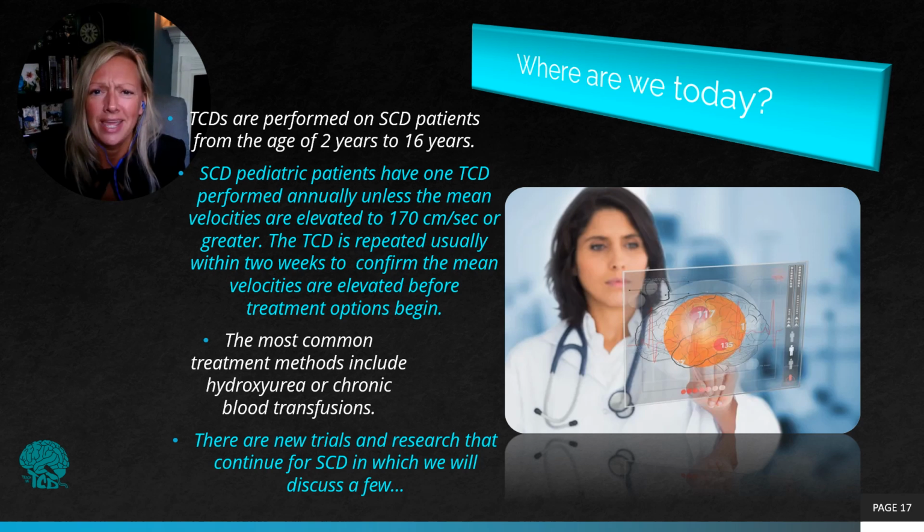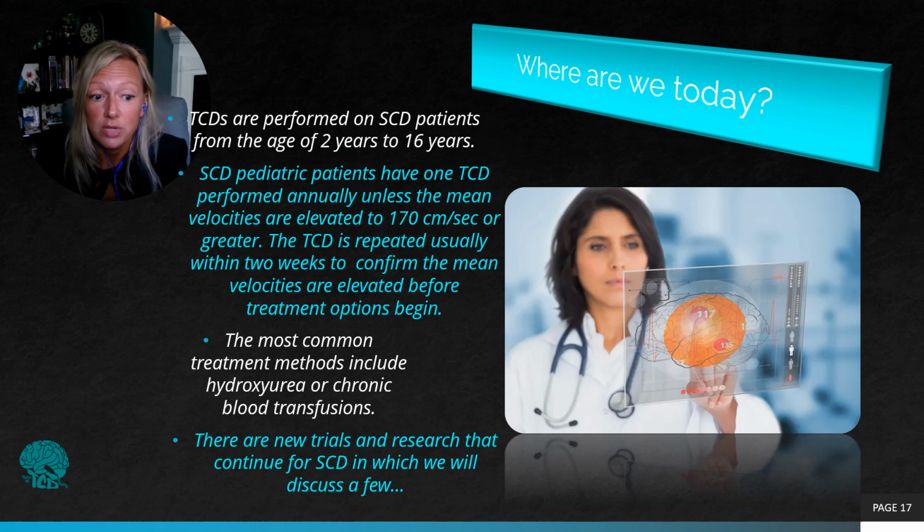Now, where are we today with TCD and sickle cell disease? Primarily, we will perform TCDs annually on our sickle cell patients beginning at the age of 2. Every year, these patients will have their TCD repeated until at least the age of 16. If the TCD becomes conditional, if it exceeds the mean velocity of 170, or if it becomes abnormal, exceeding the mean velocity of 200, these TCDs are repeated more frequently so that treatment methods can decrease these mean velocities and decrease the risk of stroke.